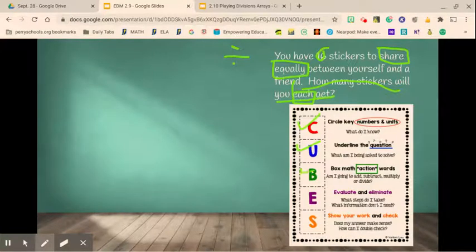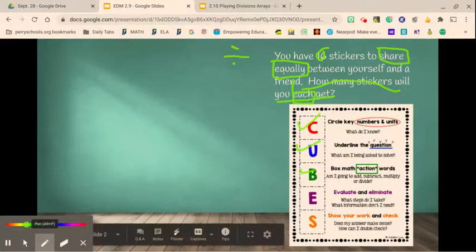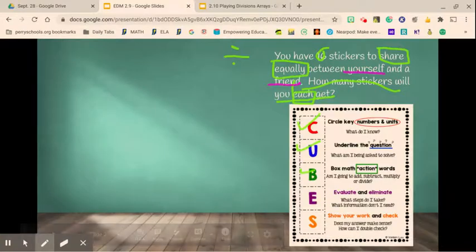So thinking about evaluating it, I know I'm going to divide, and I still need to have some other numbers because all I have is 16 stickers, and so I don't know how many I'm sharing those stickers between. So when I reread it, I can see that I am sharing it equally with myself and a friend. So I'm one, and then they're the other one. So I would have 2 be my other answer.